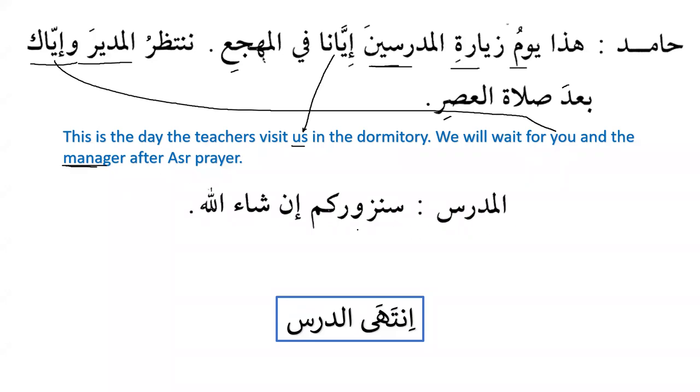Al-mudarris, the teacher. Sanazurukum insha'allahu. We will visit you if Allah wills, or by the will of Allah Azza wa Jal. Zara yazuru, as you know, this is a regular form number 1, and it has 3 root letters. This is basically zara yazuru. It is ajwaf. Sanazurukum insha'allahu. We will visit you by the will of Allah subhanahu wa ta'ala.